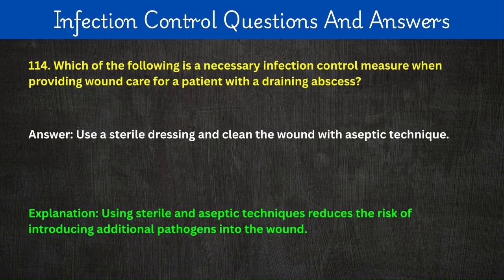114. Which of the following is a necessary infection control measure when providing wound care for a patient with a draining abscess? Answer: use a sterile dressing and clean the wound with aseptic technique. Explanation: using sterile and aseptic techniques reduces the risk of introducing additional pathogens into the wound.